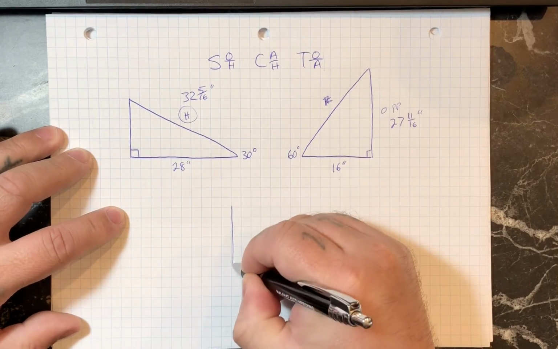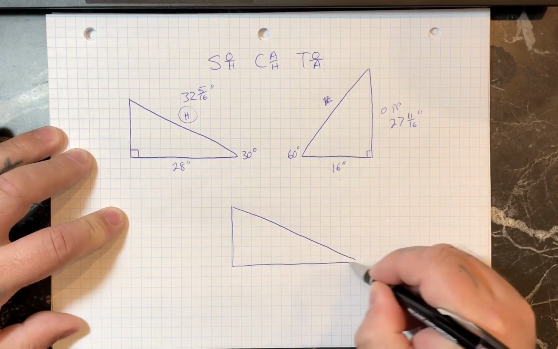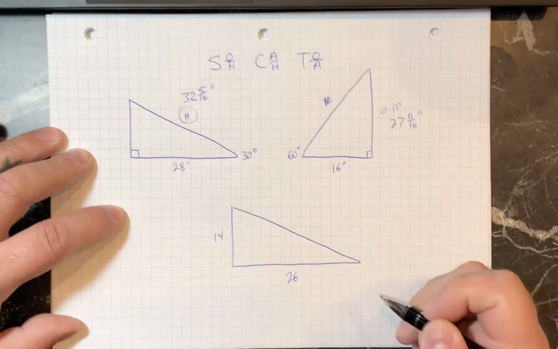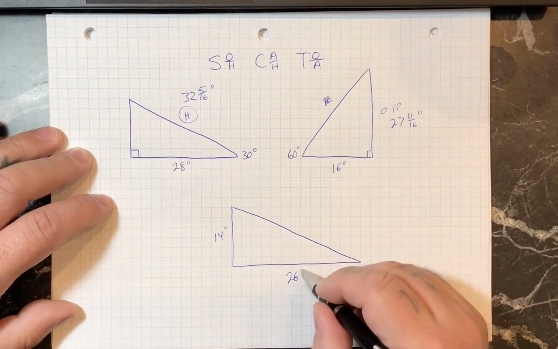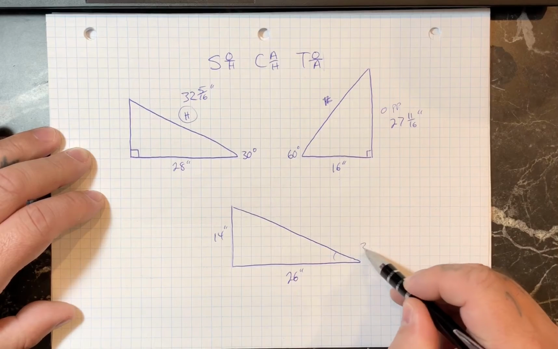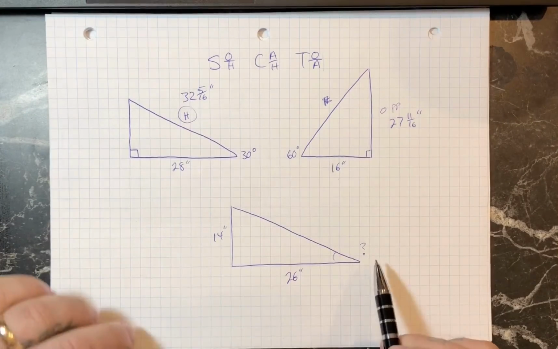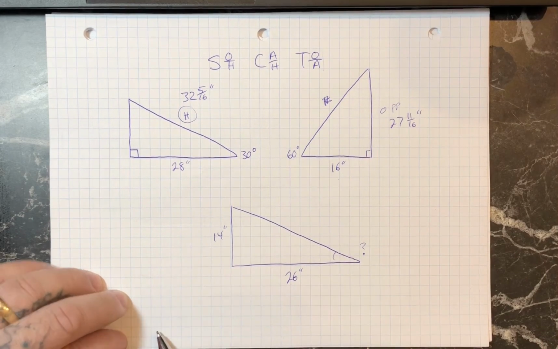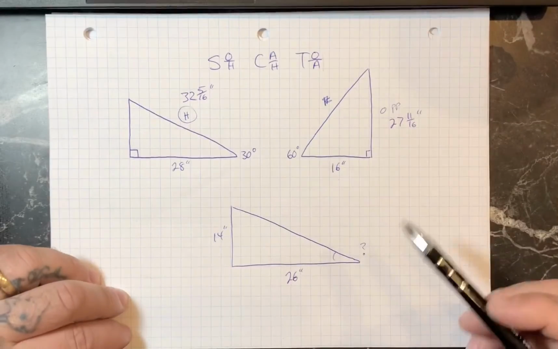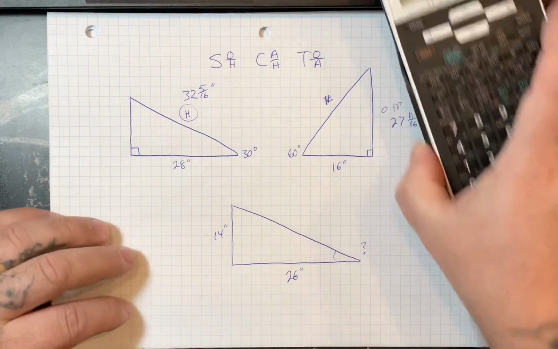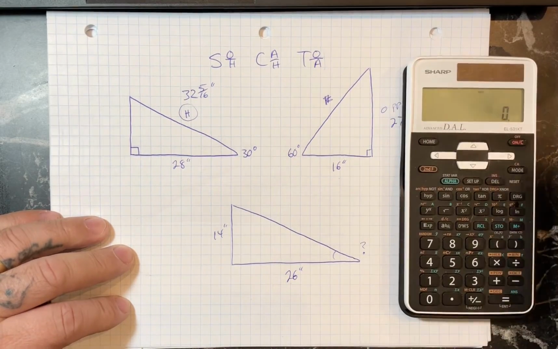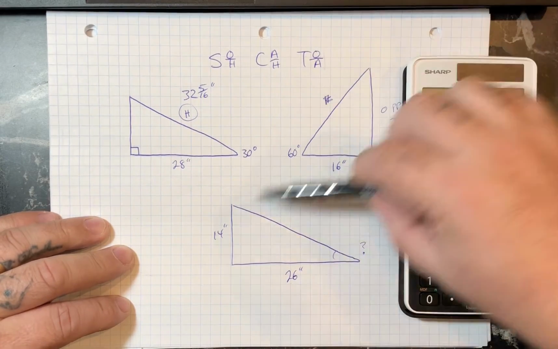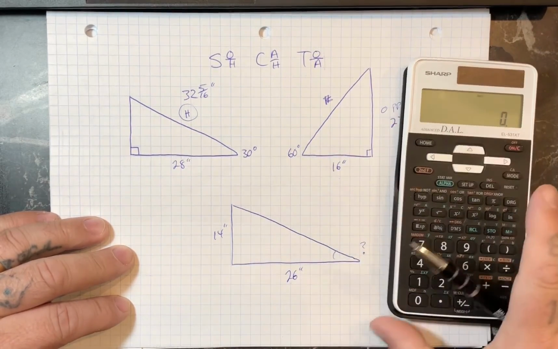So I'm going to draw another triangle here. So let's use 26, 14, and I want to find this angle here. This is my question mark. So from where this angle is, this one is adjacent to it, this one is opposite to it. So again, that's going to be opposite and adjacent, so a tan function. And it's opposite divided by adjacent, right? O over A. So it's going to be 14 divided by 26.